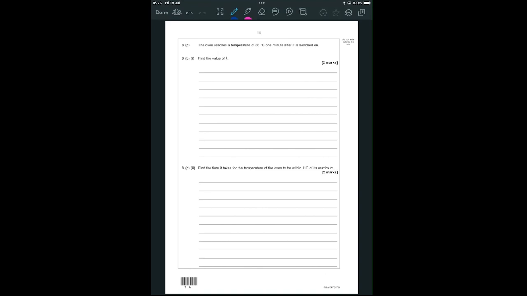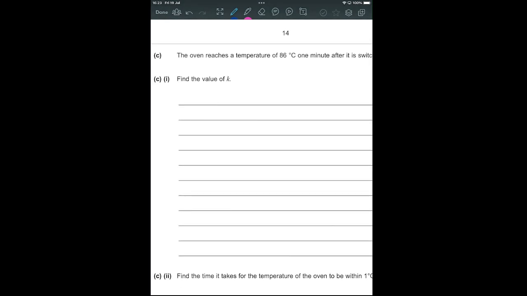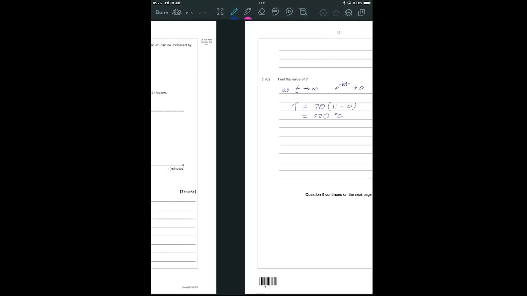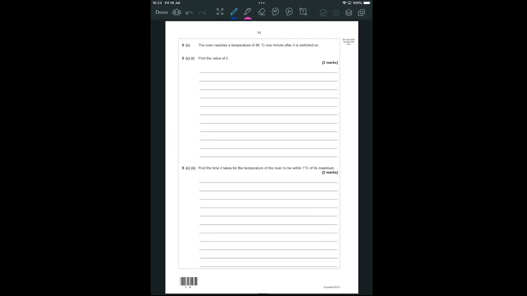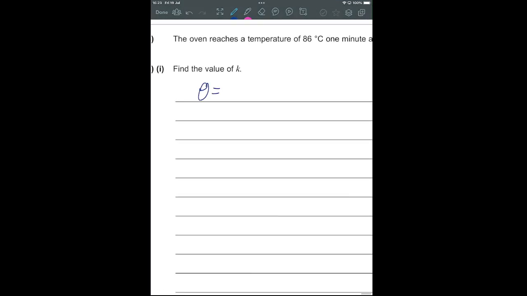Part C. The oven reaches a temperature of 86 one minute after it's turned on. So now we're going to finally try and find the value of k. So our temperature, and I've forgotten what the model looks like, theta equals 20 lots of 11 minus 10 e to the negative kt. So when t equals 1, theta is 86. So let's try and solve that. The only unknown now is that k.